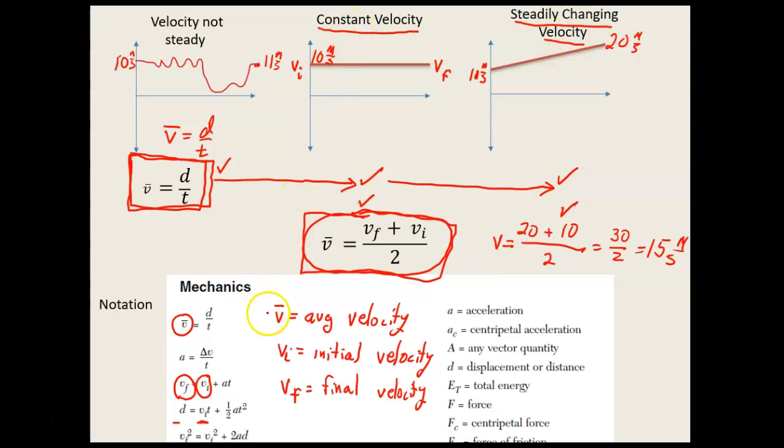Okay, and then I also just wanted to highlight some of the notation. The little bar over the top means average velocity. The little i means initial. The little f means final.